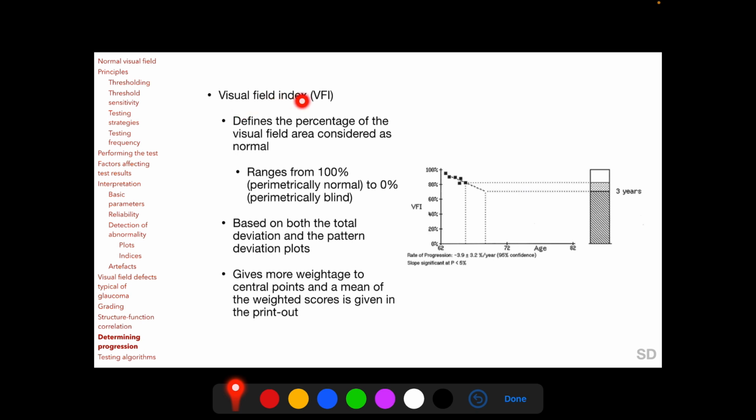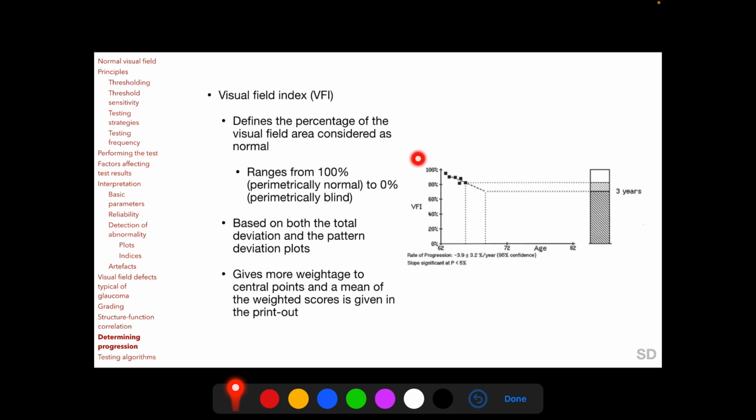And the visual field index finds the percentage of the visual field area considered as normal, and the VFI can range from 100% in an eye which is perimetrically normal to 0% in an eye which is perimetrically blind. Visual field index is based on both the total deviation as well as the pattern deviation plots, and it gives more weightage to central points, and a mean of these weighted scores is given in the printout.